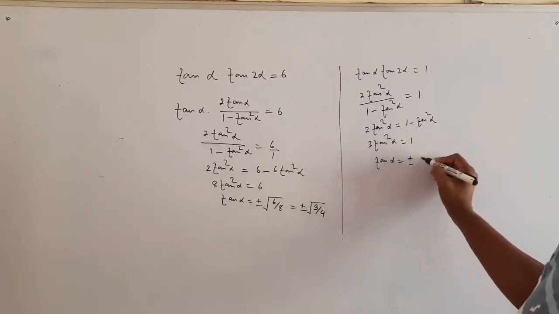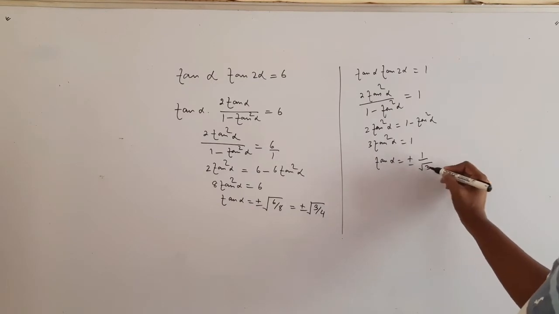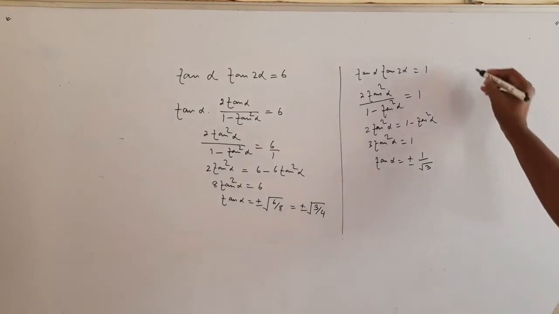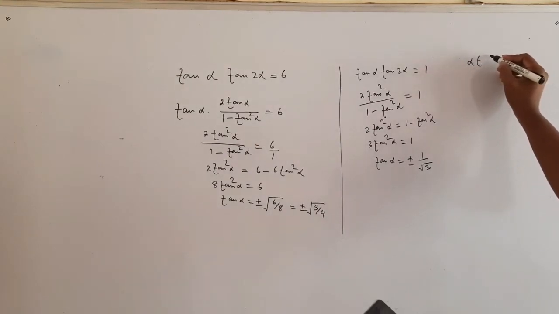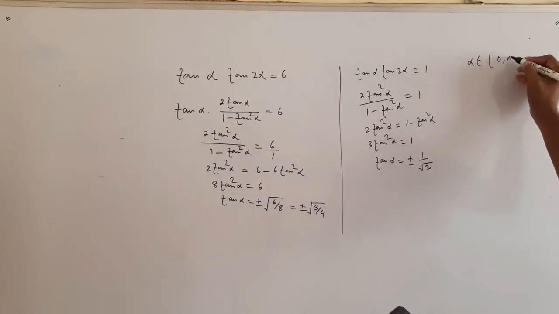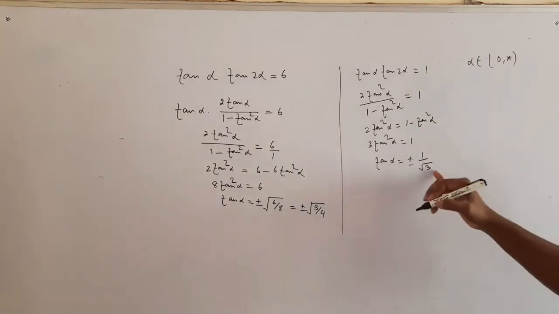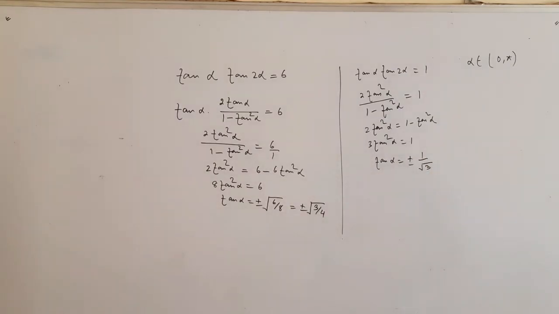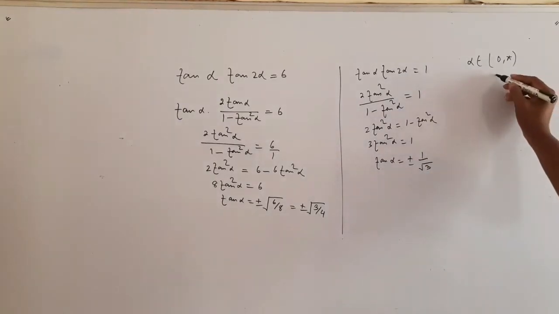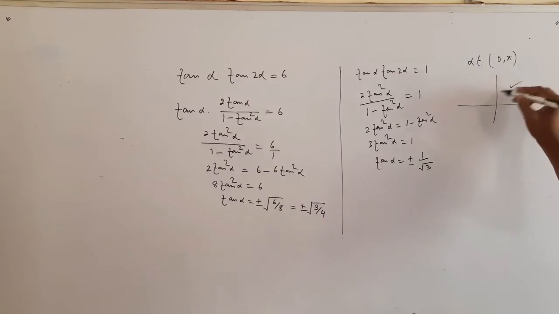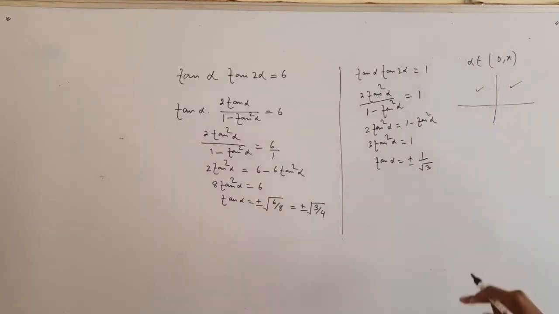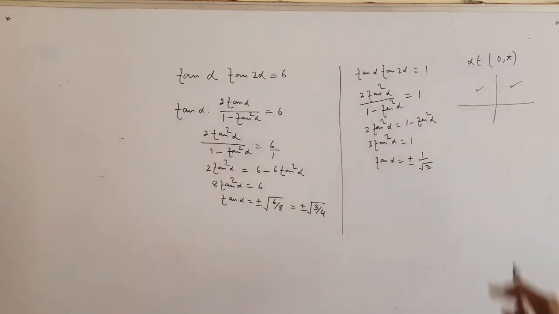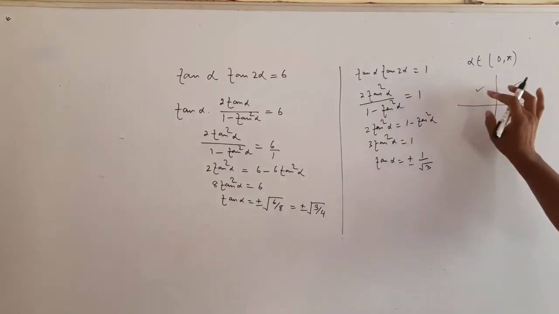Tan alpha is plus minus 1 by under root 3. Now the question says solve the values of alpha, meaning alpha should be in the open interval 0 to pi. So here I cannot take the negative values, I will go only for positive values, because 0 to 180 means alpha should be in the first and second quadrants. In the first quadrant all the t ratios, tan included, are positive, and in the second quadrant tan is negative.